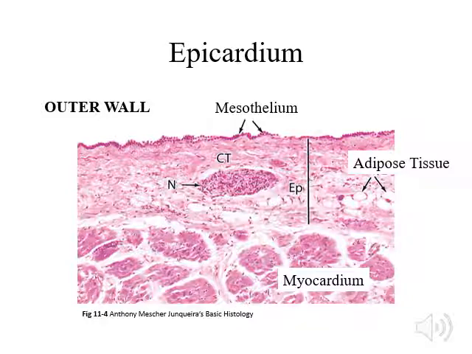Figure 11-4 from your text nicely depicts the microscopic appearance of the epicardium with its simple mesothelium, so simple squamous epithelial cells. Sometimes the mesothelium may look more like cuboidal epithelial cells, and this is overlying loose connective tissue containing nerves. Here in this image we have a nice branch of a large nerve fiber. And then deep to this is, of course, the myocardium, making up the middle layer of the heart wall.